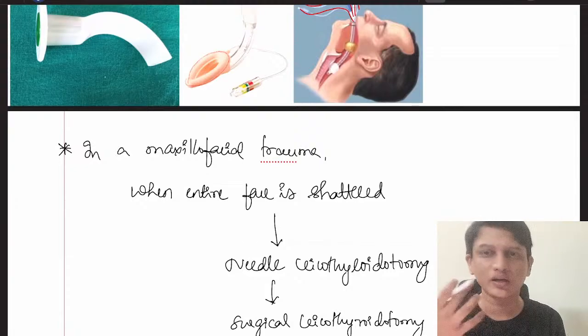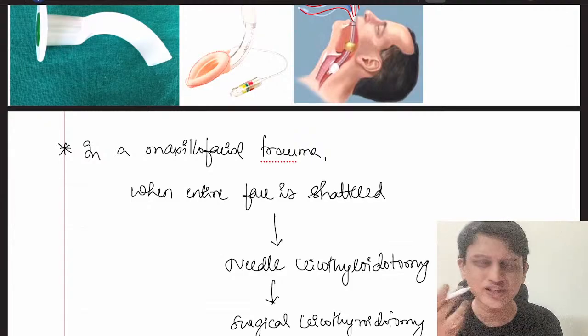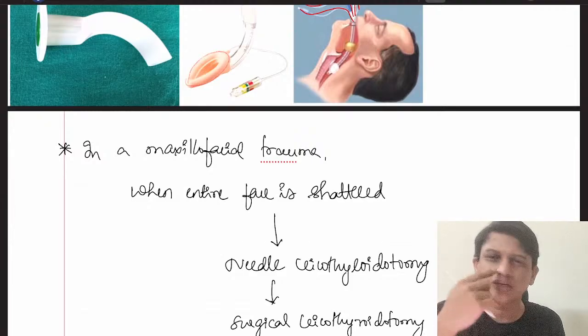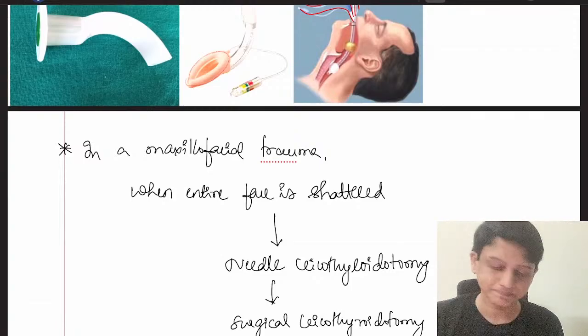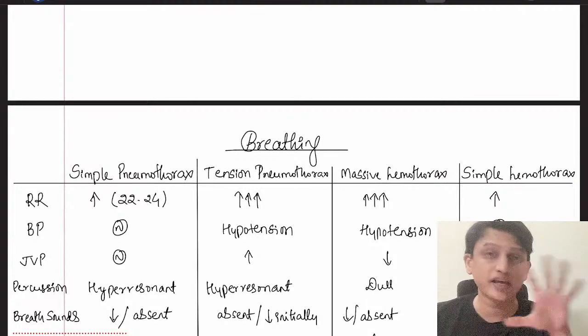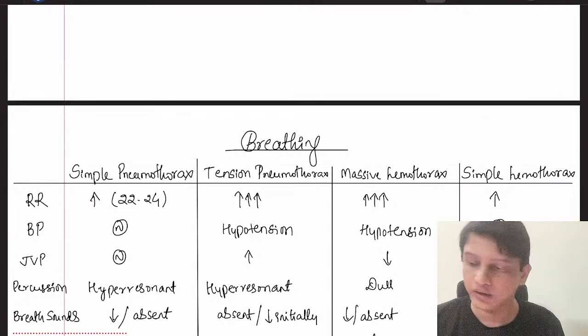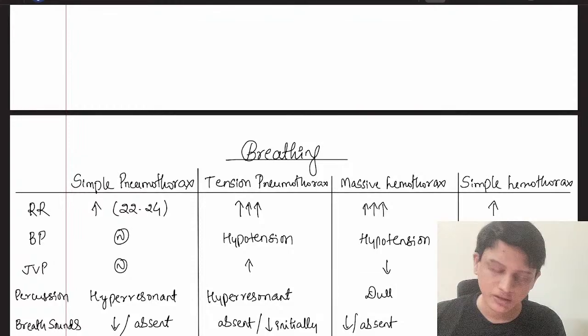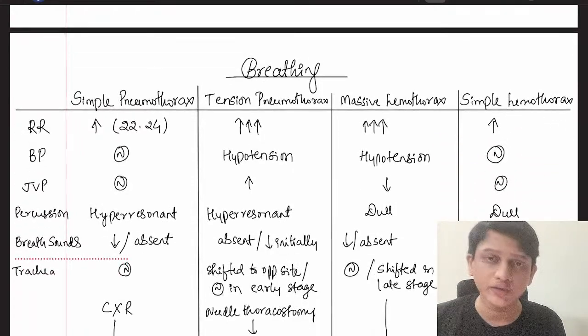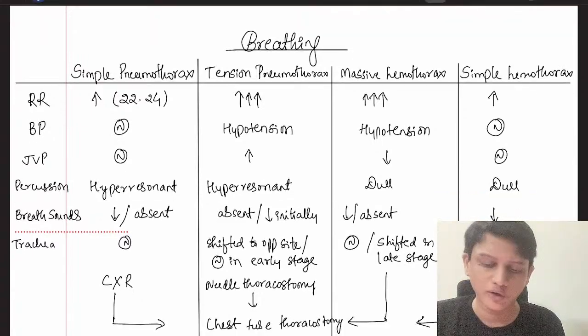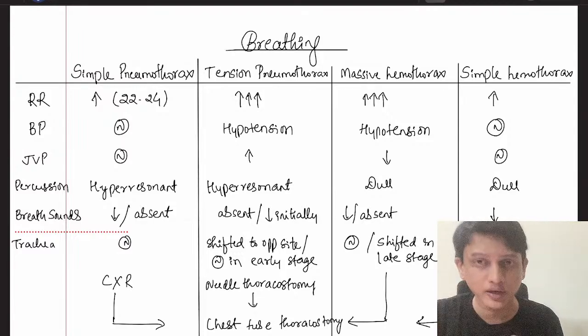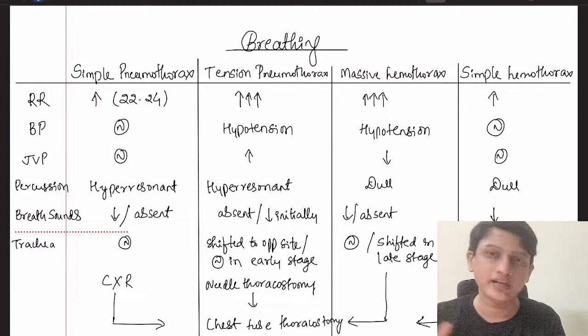As the scenario changes, you can answer logically. When the entire face is shattered, you can't try to negotiate a tube through those broken bones. Then we know another way to secure the airway, through the neck. Hope it's clear. Next, once the airway is done, we go to breathing. If possible, from this one chart, one question will definitely be there in your exam. How many times you read this and how much you understand this will be useful for your entrance exam, and also for your clinical practice.